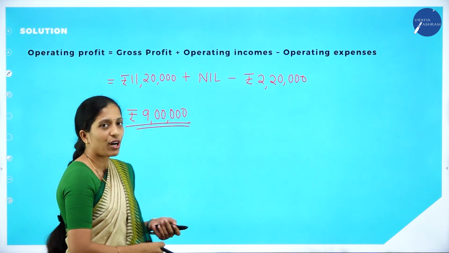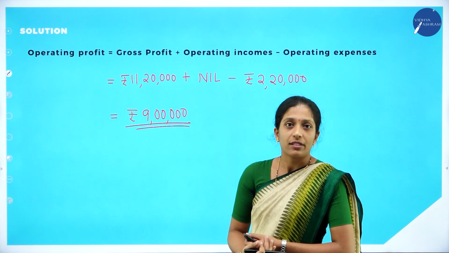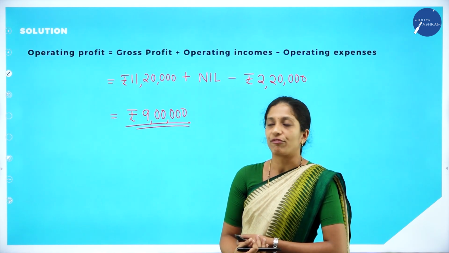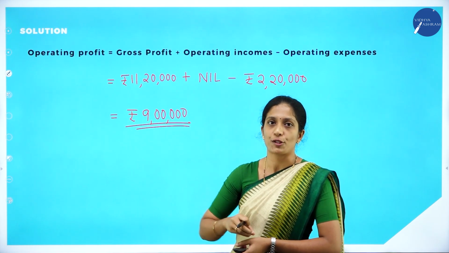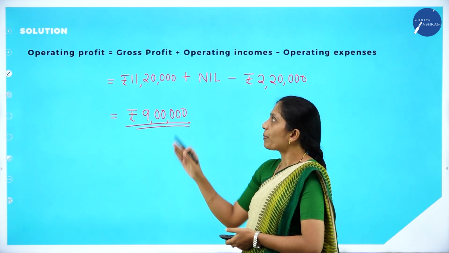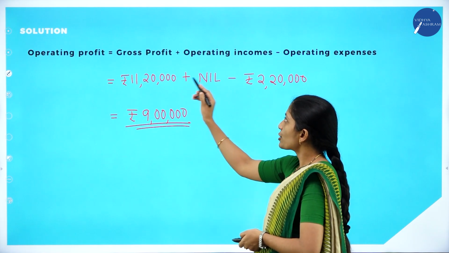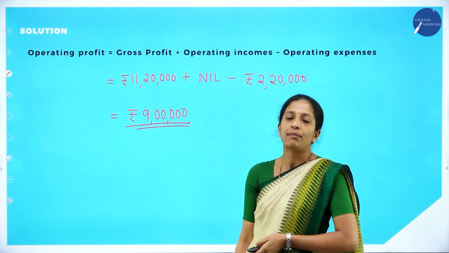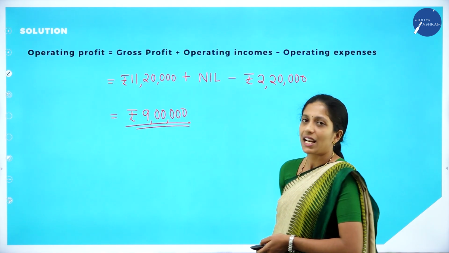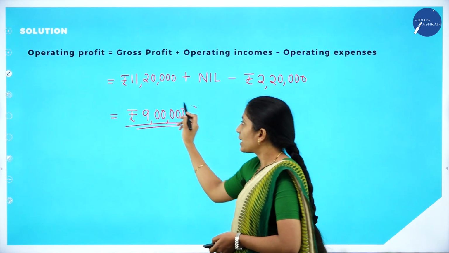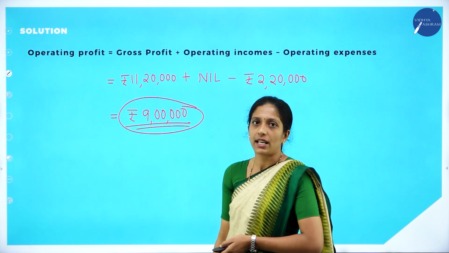So hope you are clear about it. So first we have to prepare trading account and find out the gross profit. Then we have to find out operating profit by using gross profit. So the formula is operating profit is equal to gross profit plus operating income minus operating expenses. So here it is 11,20,000 minus 2,20,000. So we'll get 9 lakh as operating profit.